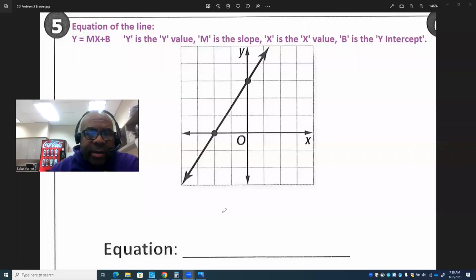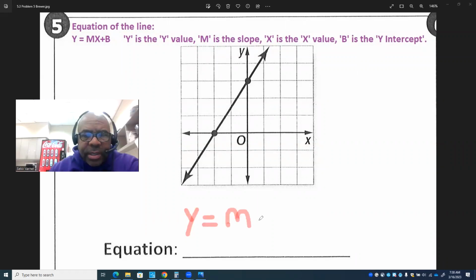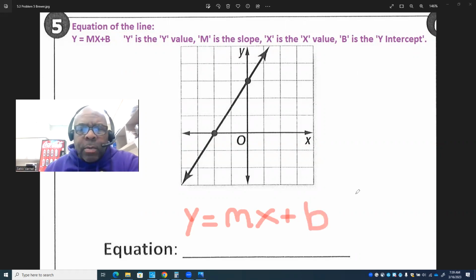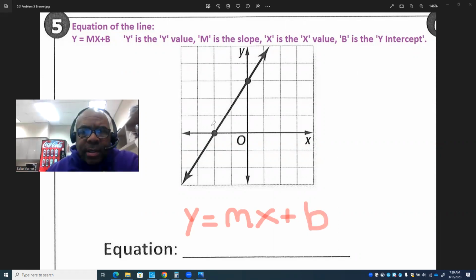Let's do the equation of the line. The equation of the line is always going to be y = mx + b. All right. So first, why don't we find out what our slope is? Here's one point, and this is a point where it perfectly crosses horizontal and vertical lines. And if I go up a little further, here's another point where it perfectly crosses the horizontal and vertical lines.